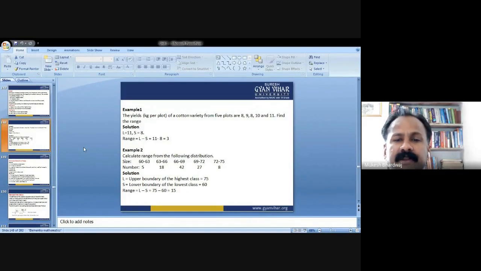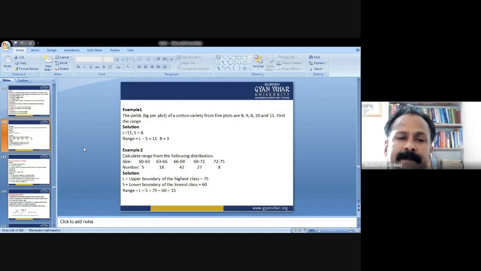The yield of a cotton variety from 5 plots is 8, 9, 8, 10, and 11. Find the range. First you arrange this series in ascending order, and after that, by simple observation, you are able to find the largest and the smallest value, and just take the difference of the largest and the smallest value. The smallest value is 8 and the largest value is 11. Do the subtraction, largest minus smallest, 11 minus 8, comes out to be 3. So range is equal to 3.